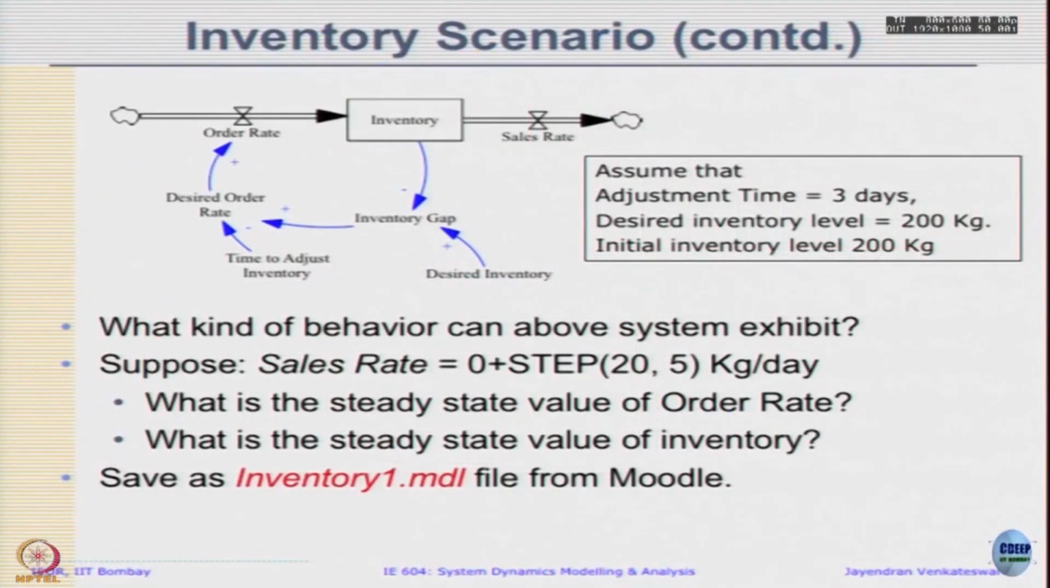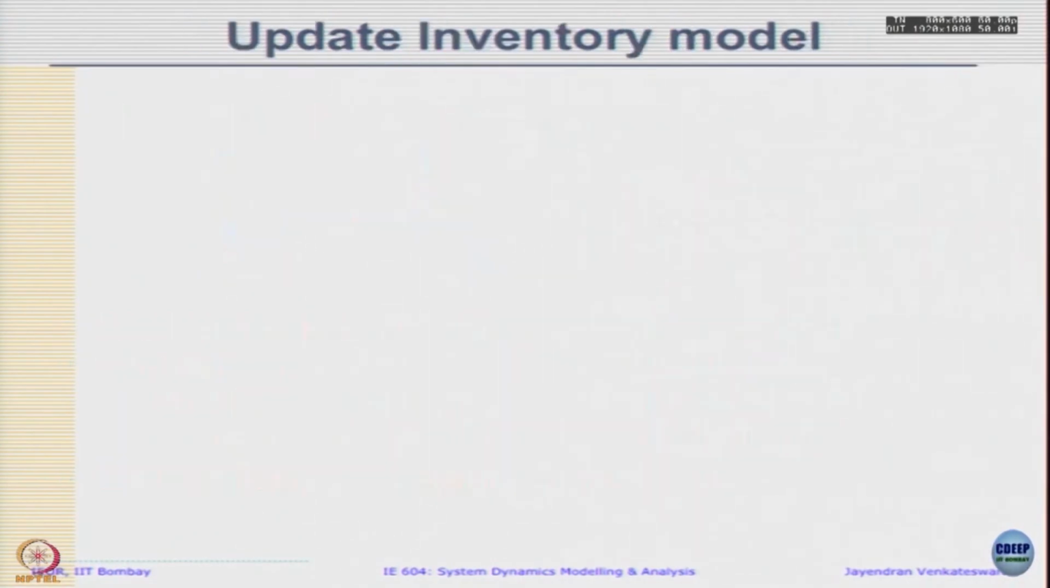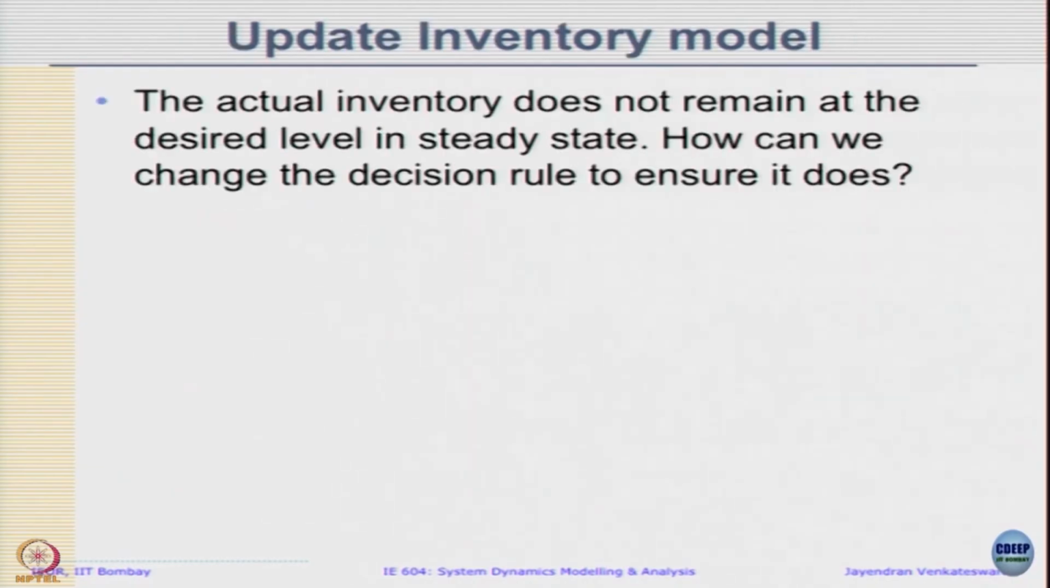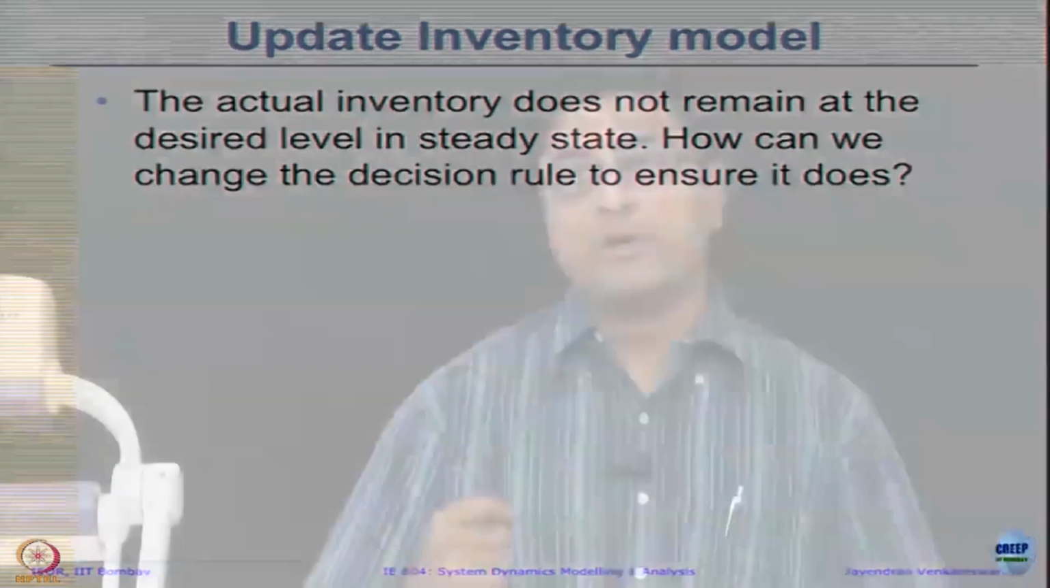Now, let us go back to the slide and ask the next question. The behavior it can exhibit is a goal seeking behavior. Now, to show this model, people are not happy because the actual inventory does not remain at the desired level in steady state. What we wanted in steady state was 200 kgs, but the steady state value the simulation predicts is 140 kgs, and that is going to keep changing depending on the sales rate. Tomorrow if the sales rate falls, then again my steady state value is going to change.